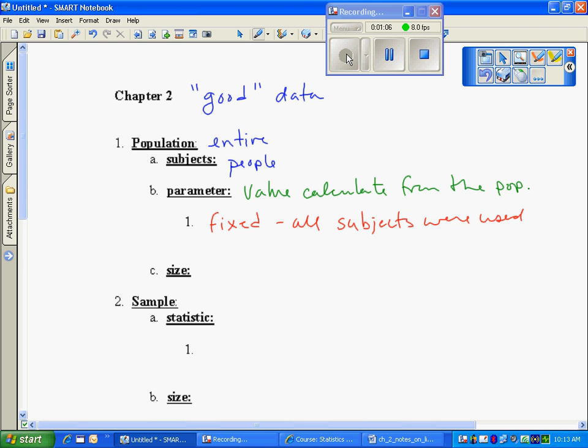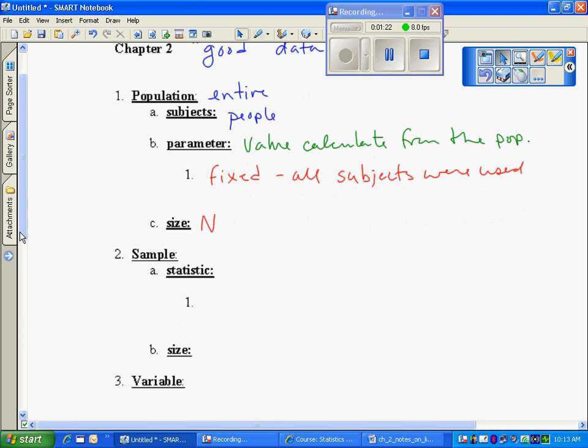So again, if you were to go calculate the GPA of all SKC students, and I did the same, we should end up with the same value. We have a symbol for the size of the population, and that is uppercase N. And here's a way to remember kind of that definition. If you're looking at a parameter, it came from a population.